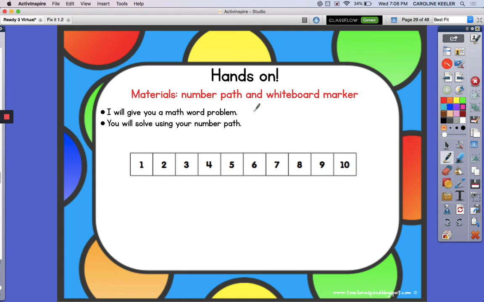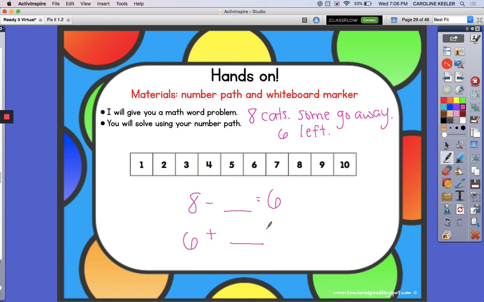Let's say that I have 8 cats. Some go away. And now I have 6 left. We need to figure out how many go away. So I start with 8. Some of them go away. And I'm left with 6. Or I could say that there's 6 left. I could add some more until I get 8. I want you to try to solve this problem. Go ahead and pause your video and see if you can solve it.